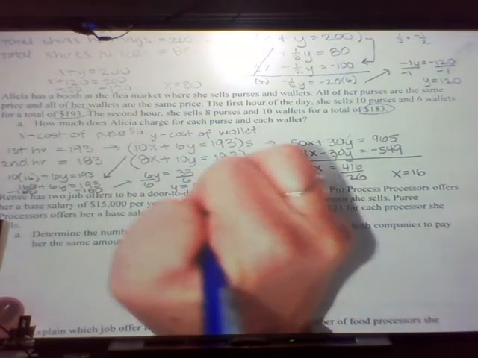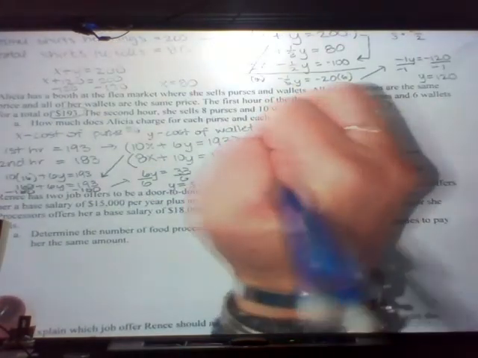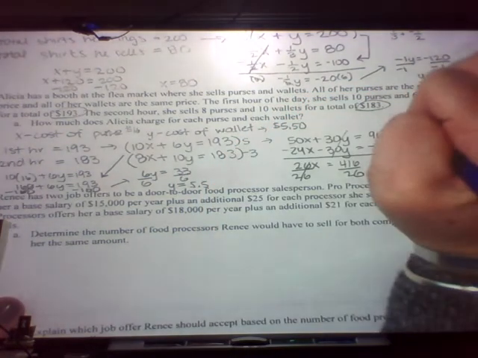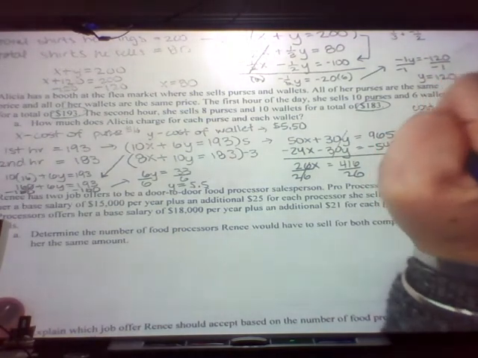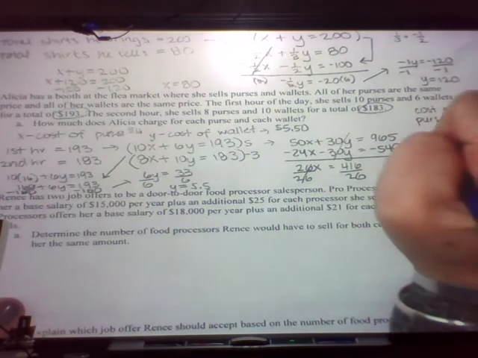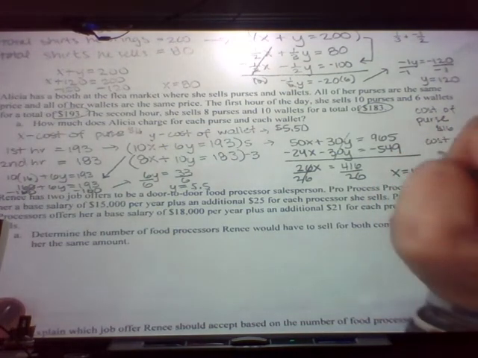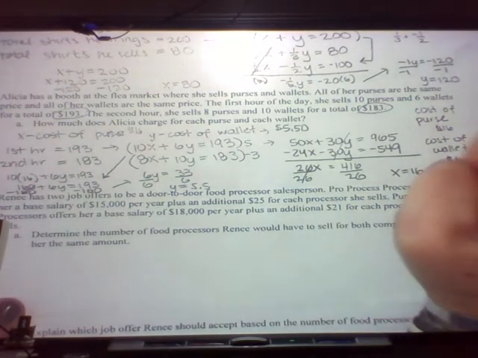5.5. Now we're talking about money. So 5.5 is an okay answer because it just means that the wallet cost $5.50. Okay, so cost of purse is 16. Cost of wallet is $5.50.